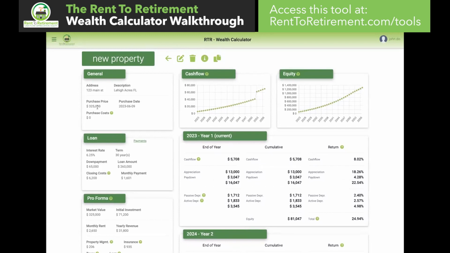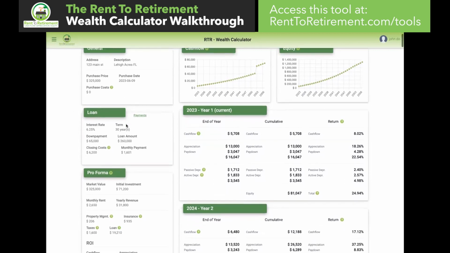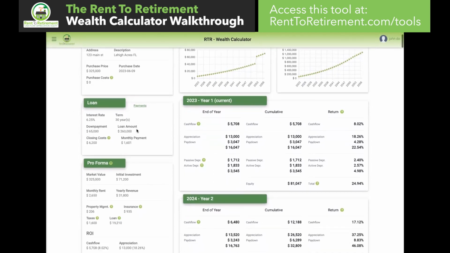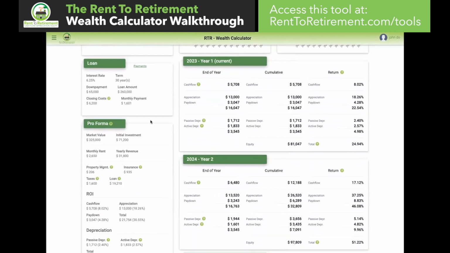Purchase cost $325. Here's our purchase date. Purchase costs here, this is anything beyond closing costs, right? So this would be if you have inspections, more applicable on commercial if you have things like surveys and additional due diligence items that you need if you're running cost segregation studies for accelerated depreciation. Things like that beyond your typical closing costs you can put in here. For most properties, it'll be zero or very minimal. Here's your loan terms, which you can change over time. And then here is your pro forma analysis.